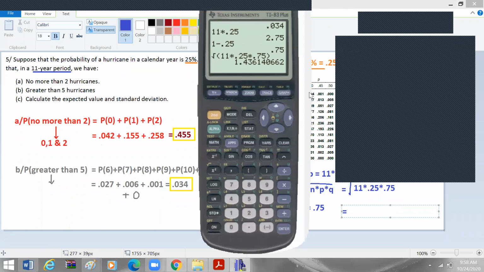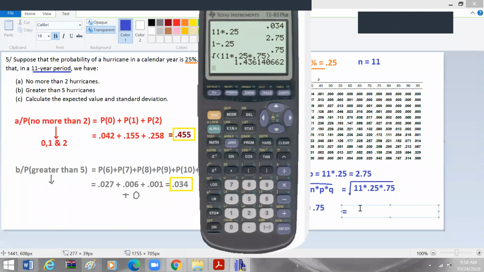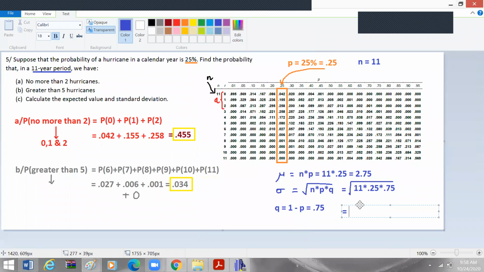No, 1.75, of course, is not going to be the same as 0.75 for sure. 1.75 is 1.75, 0.75 is 0.75, those are two different stories. Okay, so the final answer after that is 1.436. Are we good?